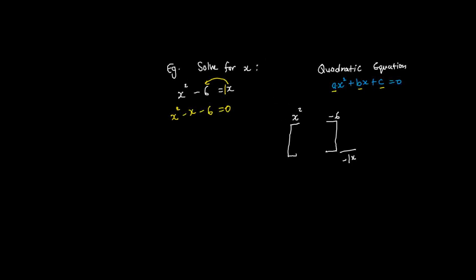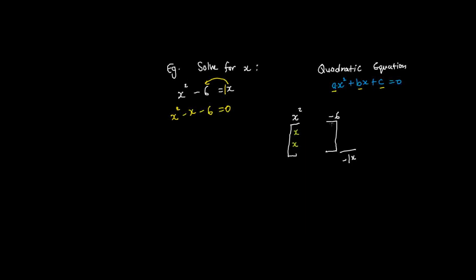So my factors will be, to give me x squared, I'm going to use x and x, because x times x gives me x squared. Now I need two factors to give me negative 6. Now you might say, what about negative 6 and 1, or what about positive 6 and negative 1? Absolutely fine, because negative 6 times positive 1 gives me negative 6.